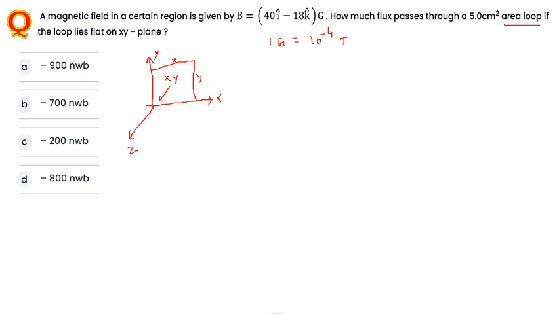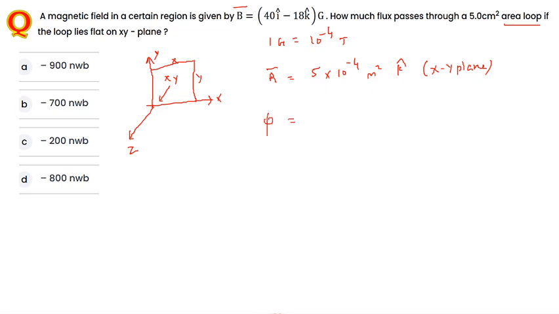For this one, the B vector is what they have given, and the area vector A I mention as 5 centimeter square, that is 5 into 10 power minus 4 meter square. This is along the k axis, so this is along the XY plane. So k vector means this is the XY plane, right? Now from this, what they are asking here is how much flux passes through.